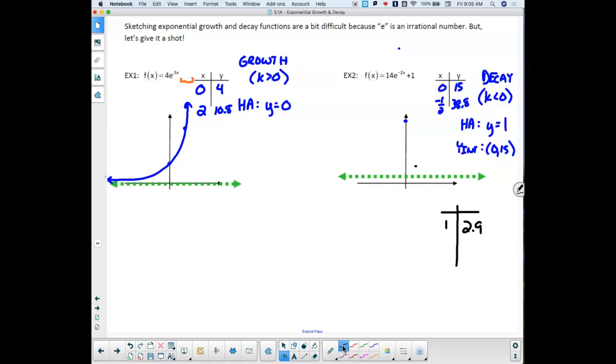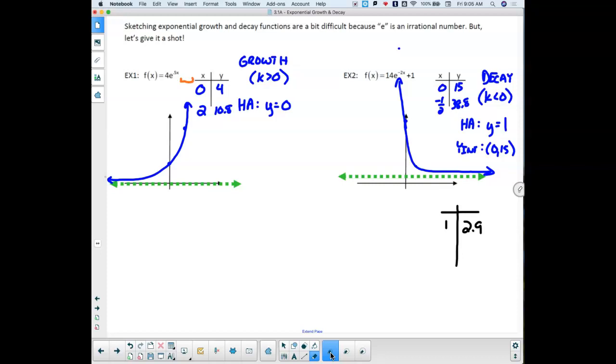Either way, we know it's going to be a decay, so it's going to come down through here, and go there. Yep.